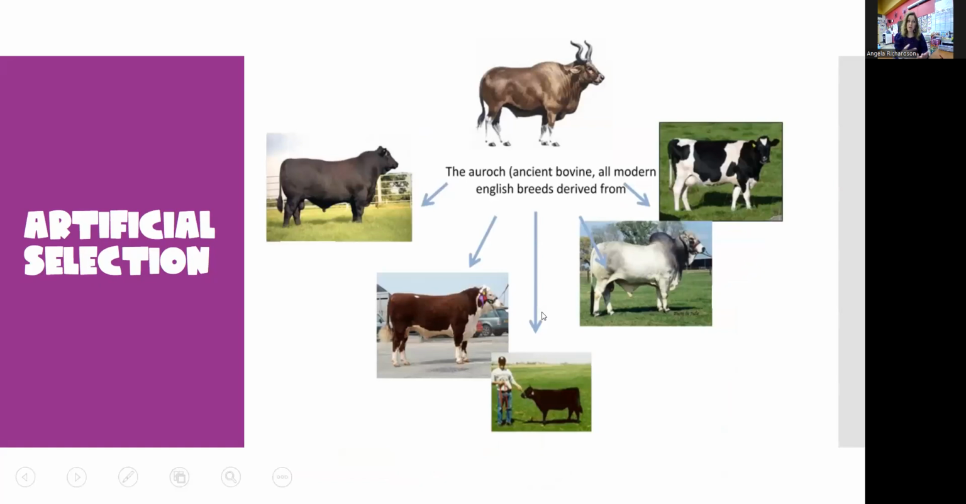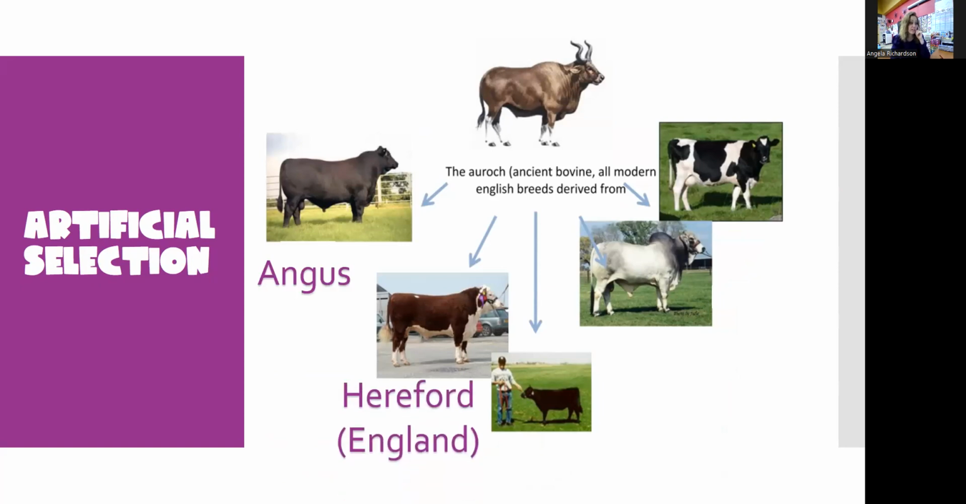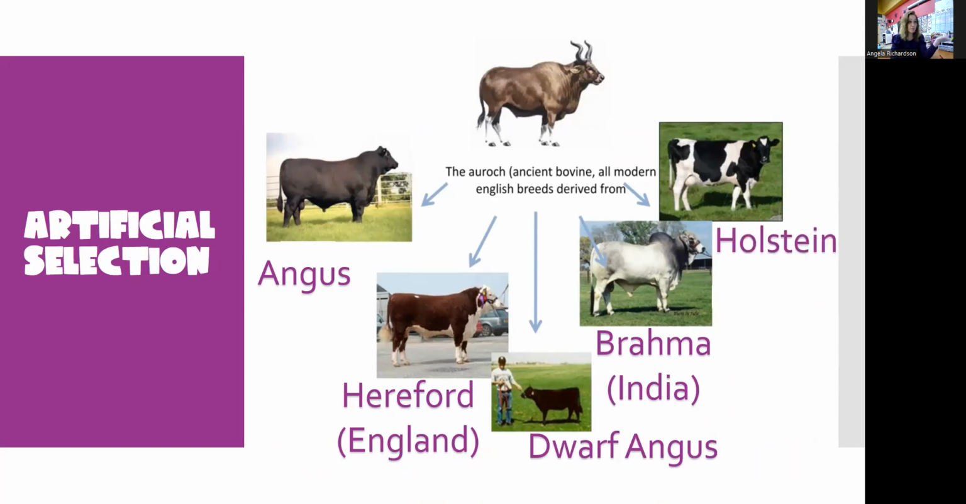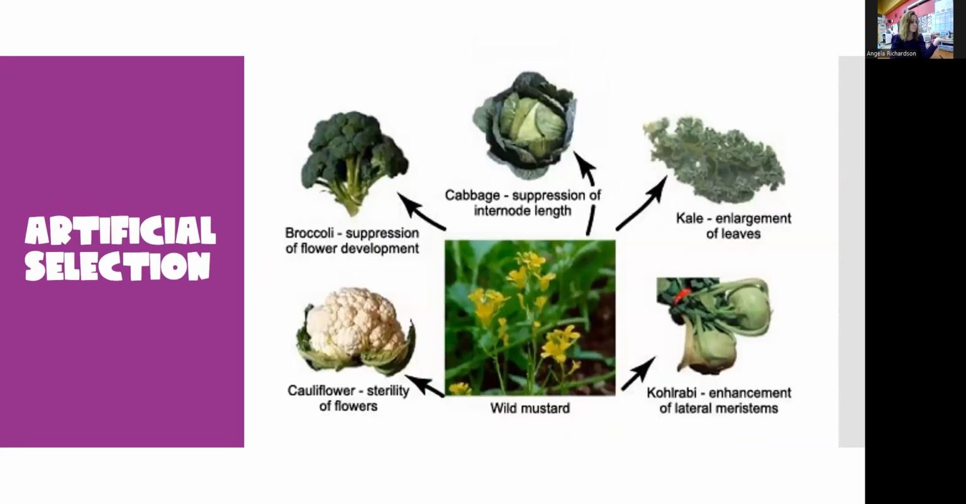The auroch, we talk about a lot of cattle, livestock domestication. The auroch is the ancestral cow. It is from Europe, and through thousands of years, we have domesticated it and turned it into things like the Angus cow, which is where a lot of beef comes from, Hereford cows that are found in England, dwarf Angus that are used for pets, Brahma cows from India, and then Oreo cows, Holsteins that we get milk from. And all of these come from, just like the dogs do, they come from the ancestral auroch, just like dogs come from the ancestral gray wolf.